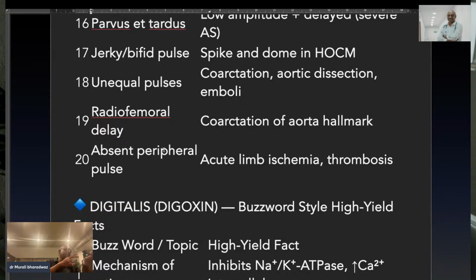Suppose it is originating before the origin of the subclavian, then what will happen? Subclavian doesn't get enough blood, so it will typically be diminished. Left subclavian. Radiofemoral delay, coarctation of aorta. Absent peripheral pulses are the feature of acute limb ischemia.